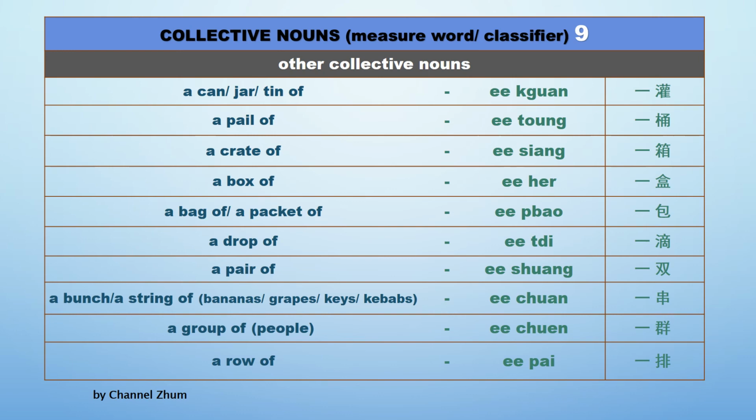A can or a jar or a tin of, 一罐. A pail of, 一桶. A crate of, 一箱. A box of, 一盒. A bag of or a packet of, 一包. A drop of, 一滴. A pair of, 一双. A bunch or a string of, for bananas, grapes, keys, kebabs, 一串. A group of people, 一群. A row of, 一排.